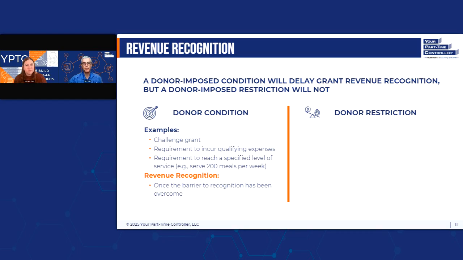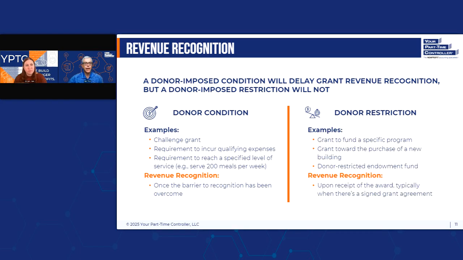Now let's look at donor-imposed restrictions. Restrictions impose limitations on how funds can be used. Some donors will impose restrictions that are temporary in nature. For example, a grant to be used after a specified date for a particular program or to acquire buildings or equipment. Other donors impose restrictions that may be perpetual in nature. For example, contributions to an endowment that must be maintained in perpetuity.